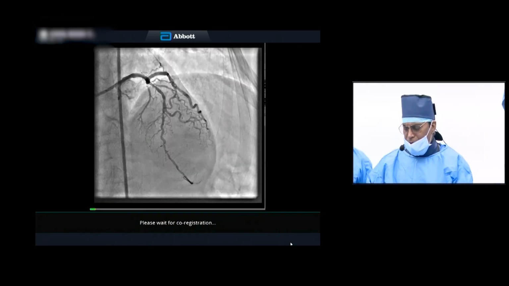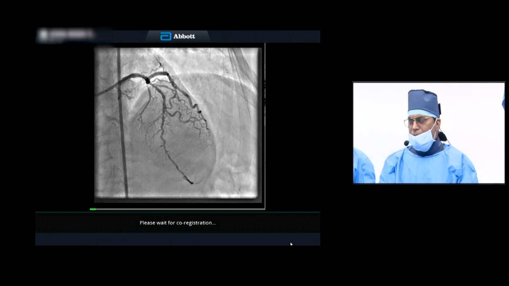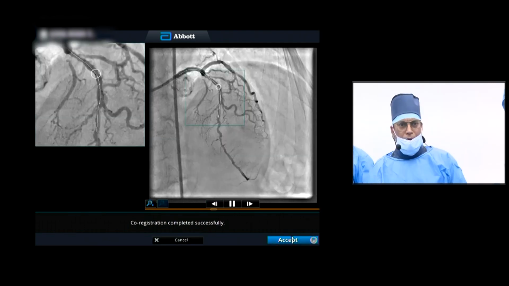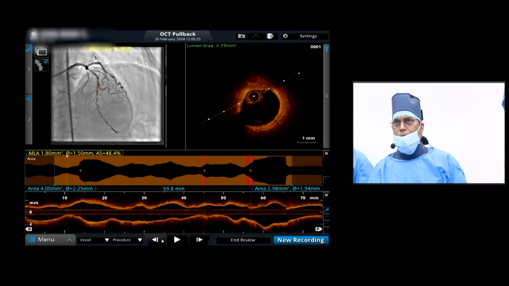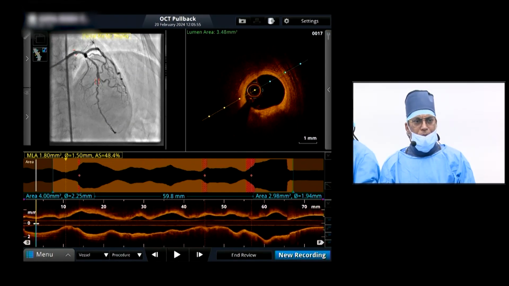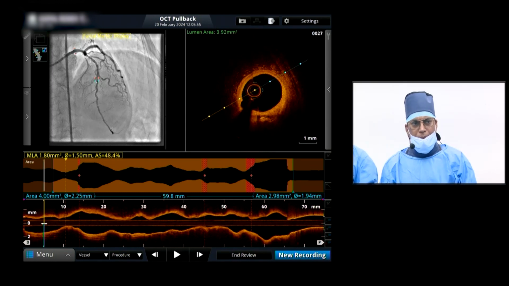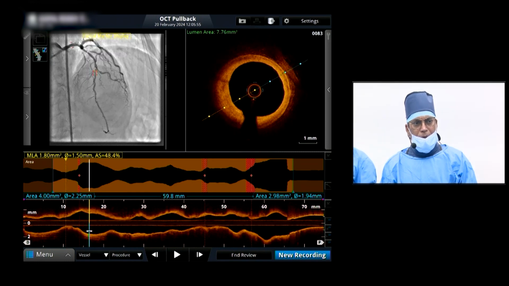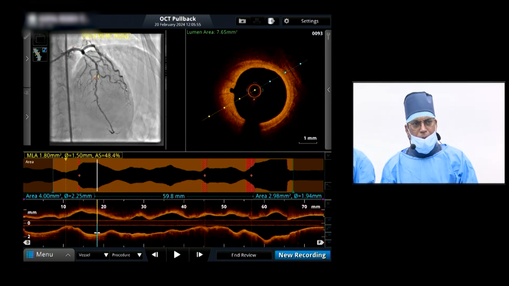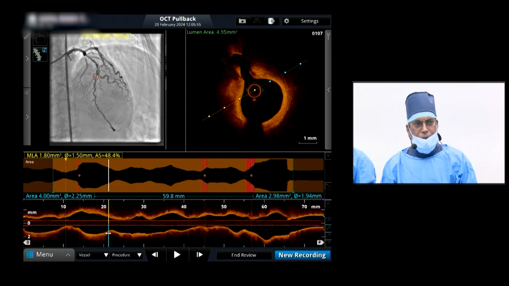We have used the OptiCross, the new version of the catheter, which is much more trackable, even in tortuous vessels. Now you can see some fibrous plaque here. Luminal area here is 3.92. There is a significant plaque. See here, very tight from here onwards. That is a diagonal branch. There the luminal areas are very good, 7.8, 5.6.